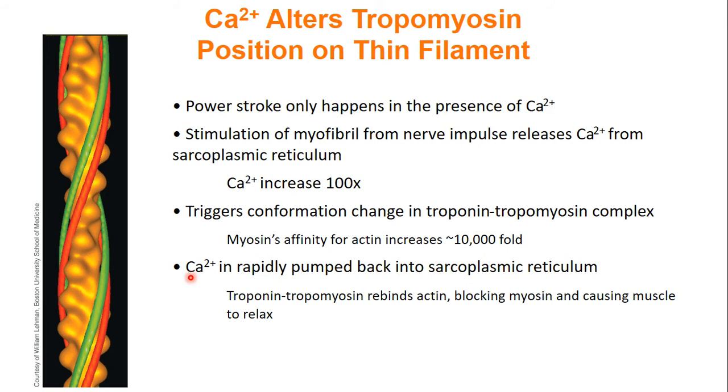And so when that calcium is gone, tropomyosin will change back to its original conformation. It will outcompete myosin, bind actin. Your myosin will come off actin, and your muscles will now relax.